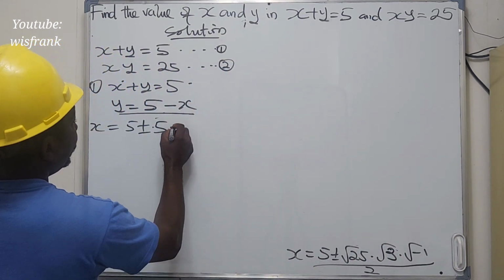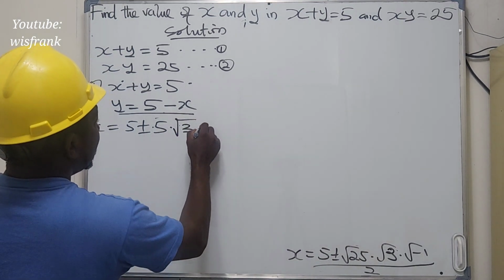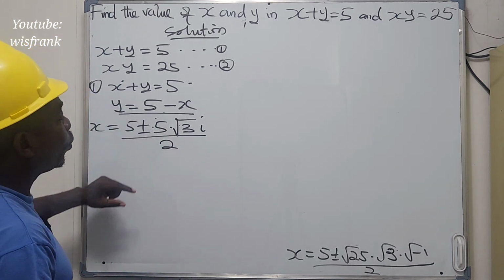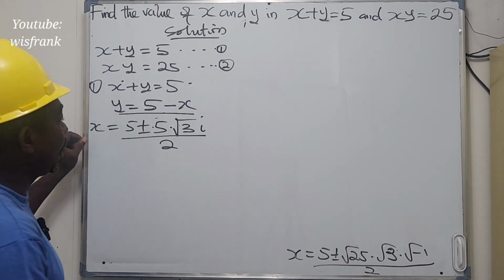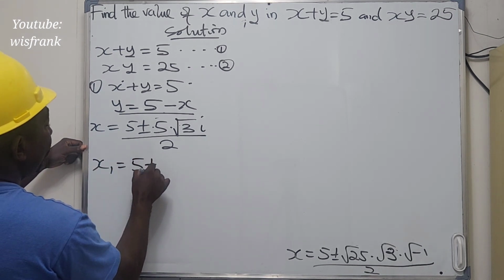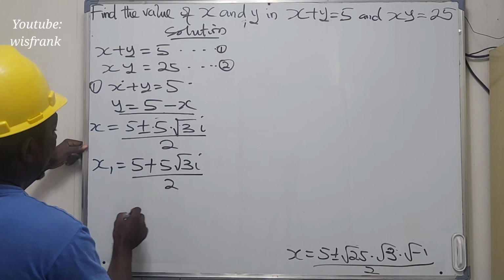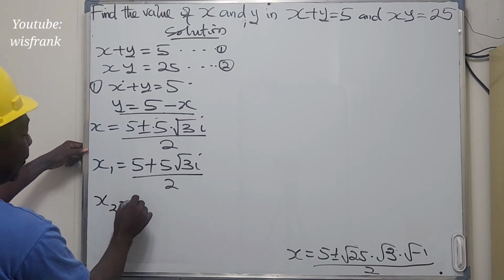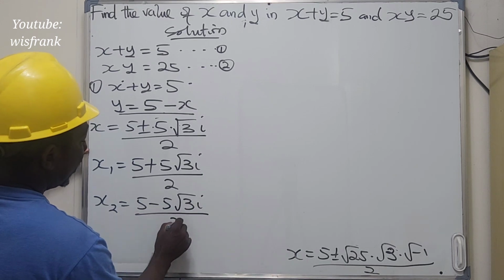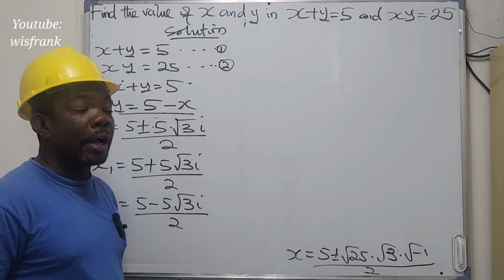So root 3 here will be times root 3, then root minus 1 is i, which is iota, all over 2. So from here we have two possible solutions of x, where we have x1 equals 5 plus 5 root 3 i all over 2, and also x2 as 5 minus 5 root 3 i all over 2. So these are the two possible solutions of x that we have.